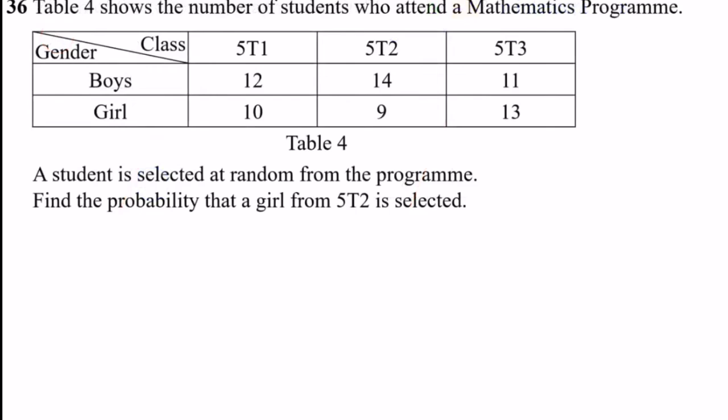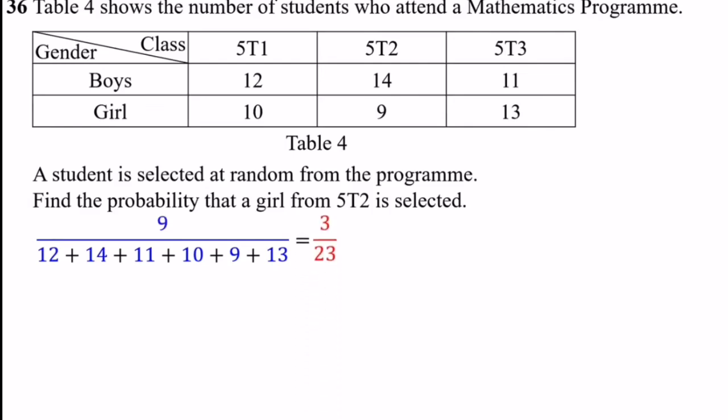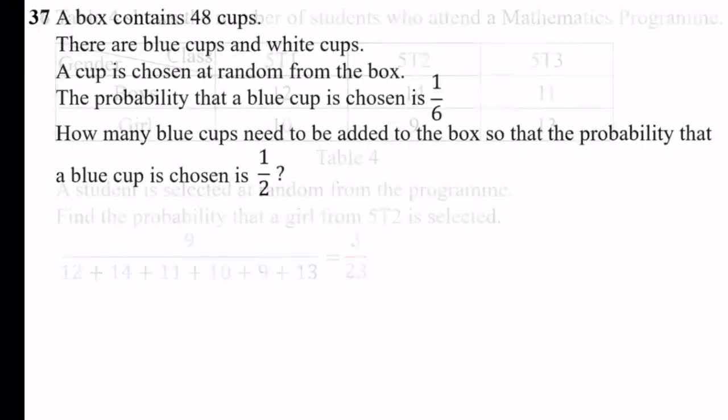So this question is about the probability. Let's read the question. Table 4 shows the number of students who attend a mathematics program. Also, you're given the gender, boys and girls, and the class. So a student is selected at random from the program. Find the probability that a girl from 5T2 is selected. Girl, okay, we have 9. And total sample space, you just add up all. So the answer is quite easy. So you simplify, you got 3 over 23.